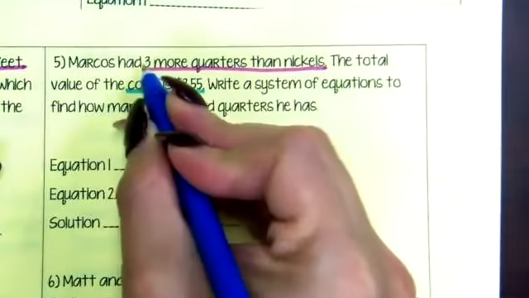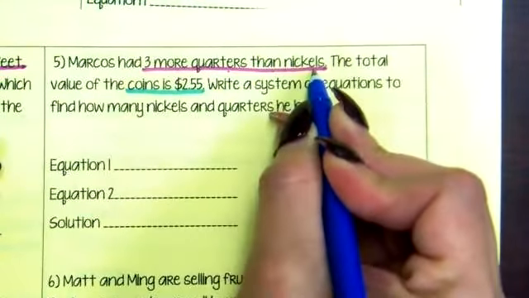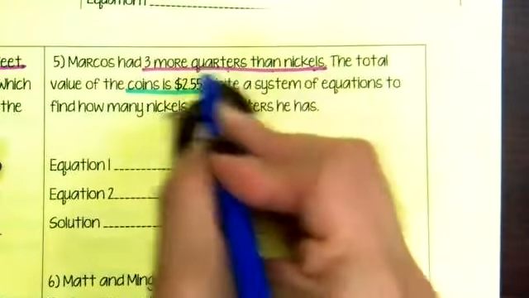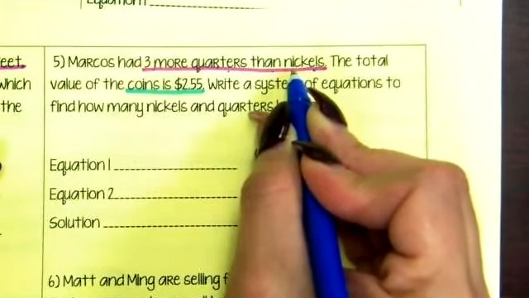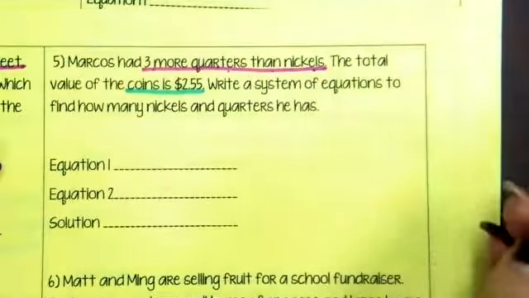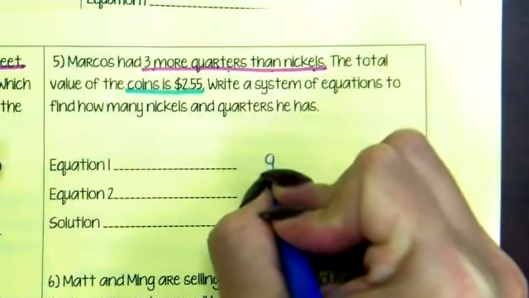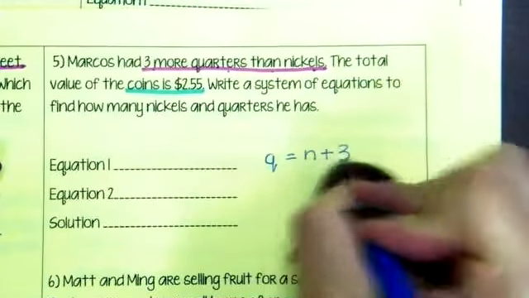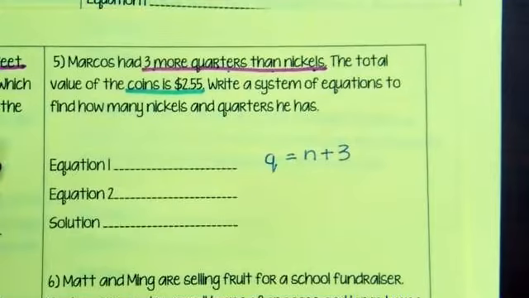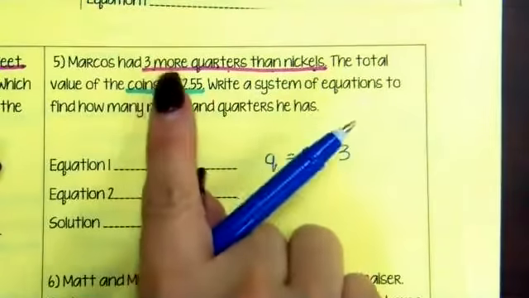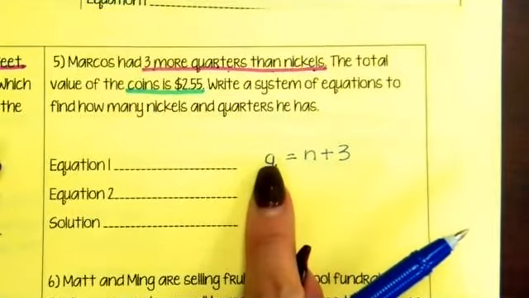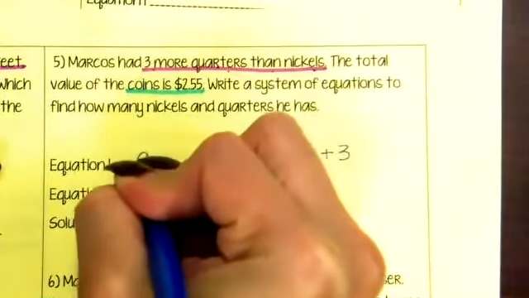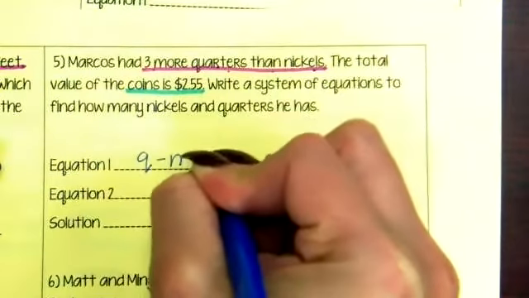Well, 3 more quarters than nickels. So quarters, you have more. You have 3 more quarters than nickels. So how can I write that? Quarters equals nickels plus 3 more, because you have 3 more quarters than nickels. So you have more quarters and you have 3 more. Well, the same thing, the difference of quarters and nickels is 3 coins.